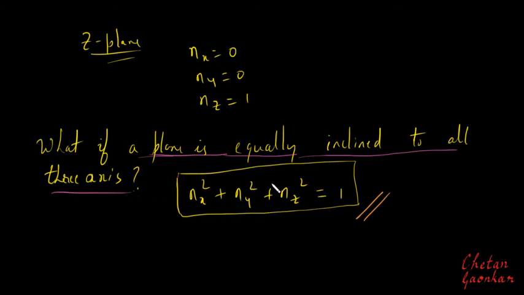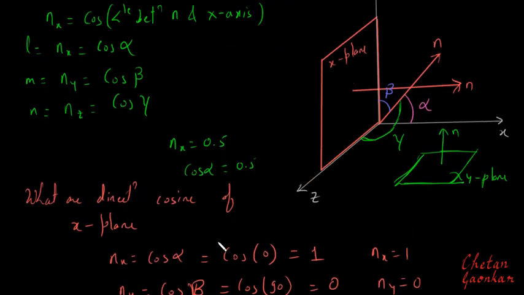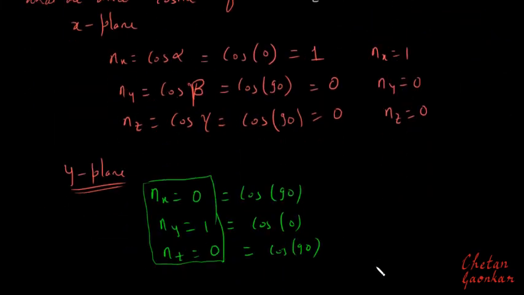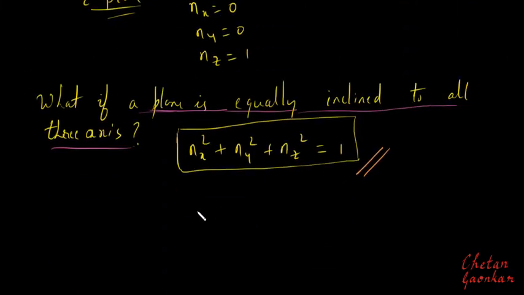Since the plane is equally inclined to all the axes, alpha will be equal to beta, and beta will be equal to gamma. Since all these angles are equal in this case, I hope you all are getting what I'm trying to say.